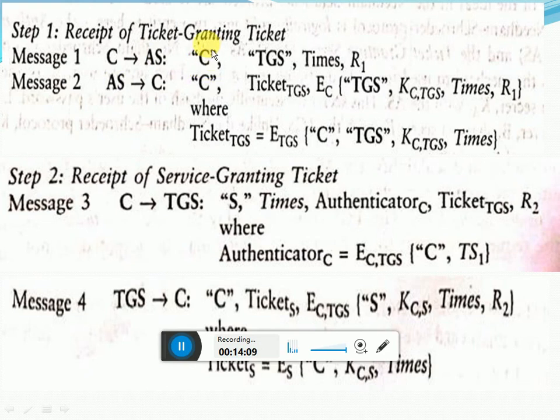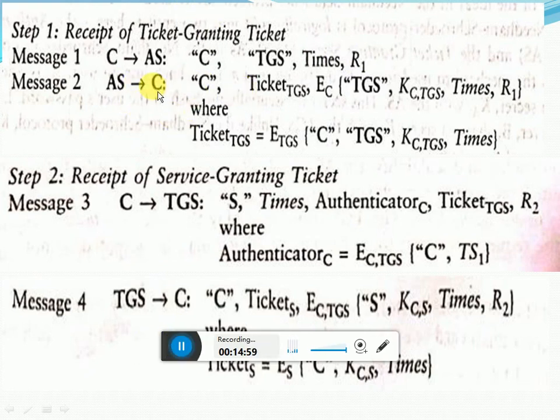In the first message, C, the client, puts its identity over here, ID. The C here is the ID of a user who wants to communicate with the server. So in this message, the client is requesting the authentication server for permission to communicate with the TGS. And this time field indicates at what time the client is logged in and for how much duration it wants to communicate. Then R1 indicates the nonce that is generated by the client.